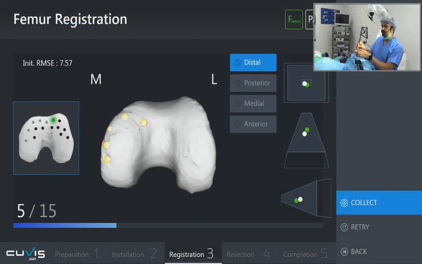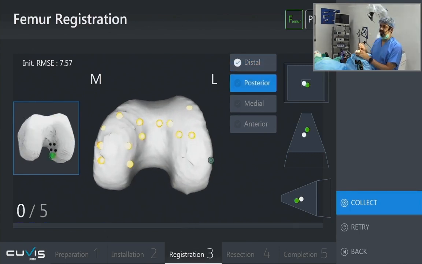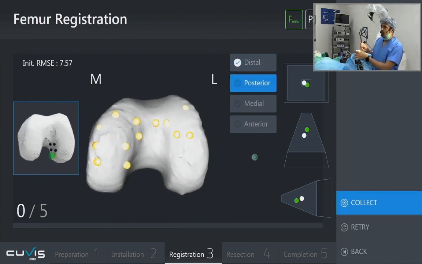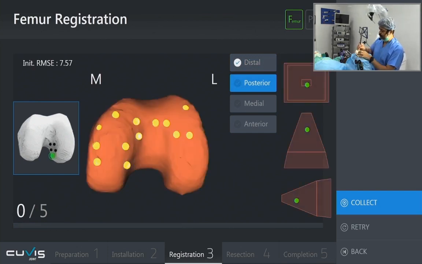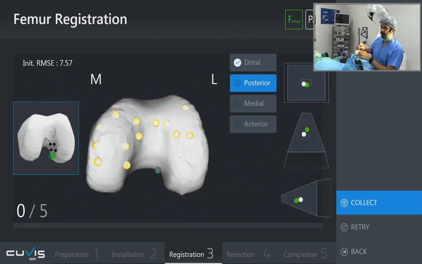Almost on the lateral side. Okay, this is it. Now you got to go on the posterior lateral. So I am supposed to collect some points here.